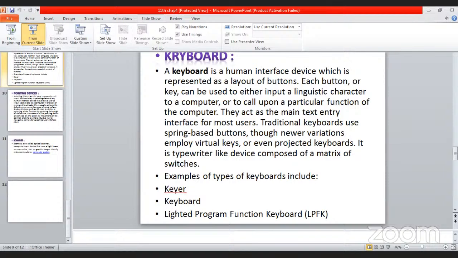So each button or key can be used either as input or joystick carrier to a computer.